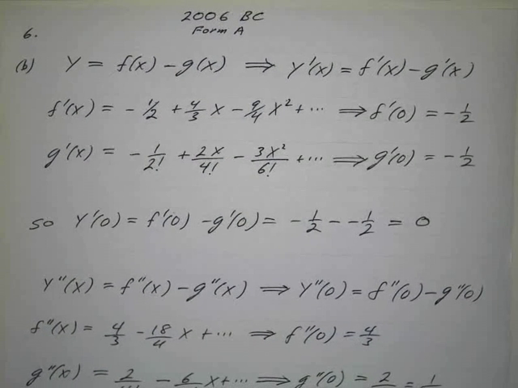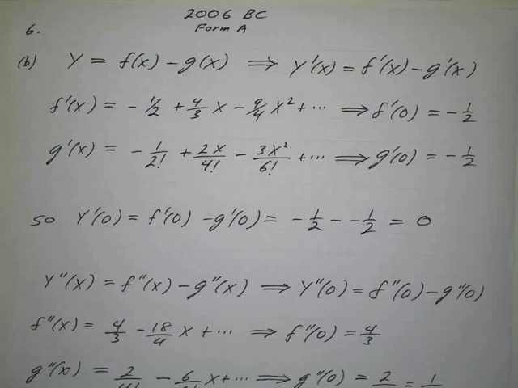And if you get that much on most of these, you're in pretty good shape. Okay. The graph of f of x minus g of x passes through the point (0, -1). Find y prime of 0 and y double prime of 0. Okay?